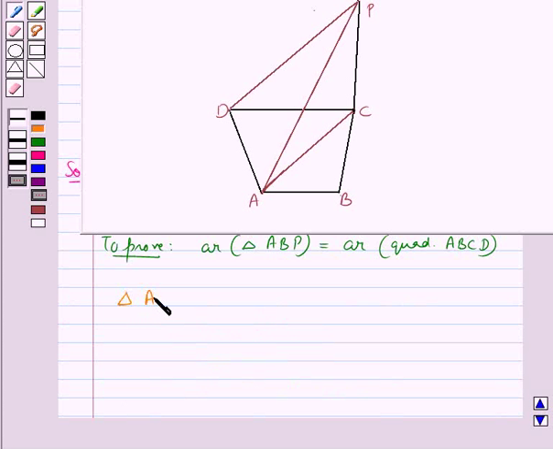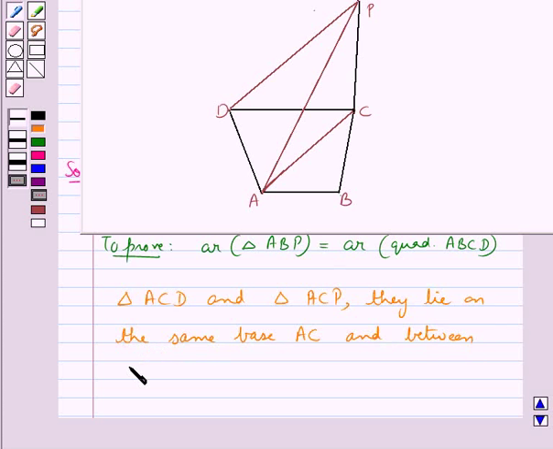Consider the triangles ACD and triangle ACP, they lie on the same base AC and between the same parallels. That is, we have AC is parallel to DP. So triangle ACD and triangle ACP lie on the base AC and between the same parallels AC and DP.